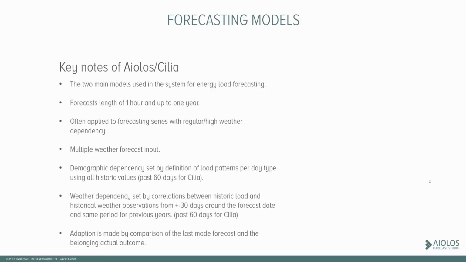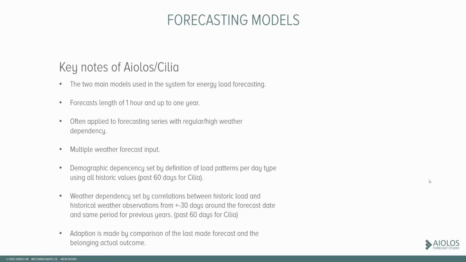The weather dependency is set by a correlation between the historic load and historical weather observations for a window of plus minus 30 days around the forecasting date, and that is also the window that we will bring in data from the past years. So it's for this year plus minus 30 days, and also for 2014, 13, 12, etc., depending on how much data we have. For Celia, it's for the past 60 days.